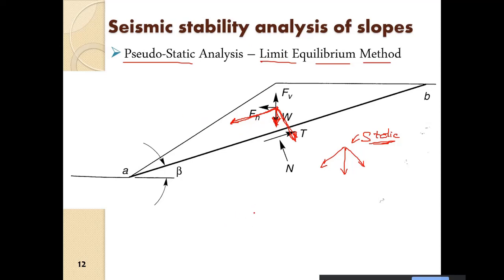When there is an earthquake, this is W, the weight of the wedge. Apart from that, we have an inertial force. We add an inertial force to the soil, that is kh into W. And we may add another inertial force, which may be downward or upward, that is kv into W.